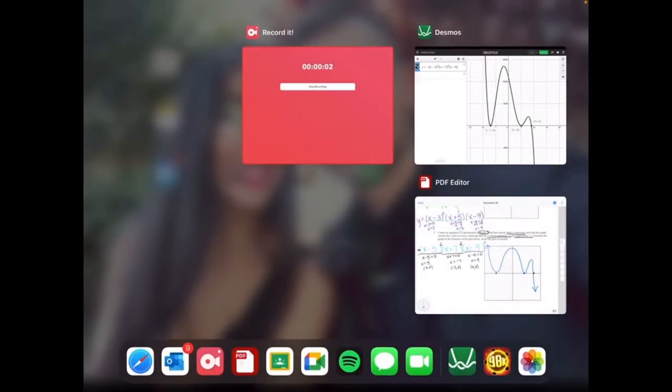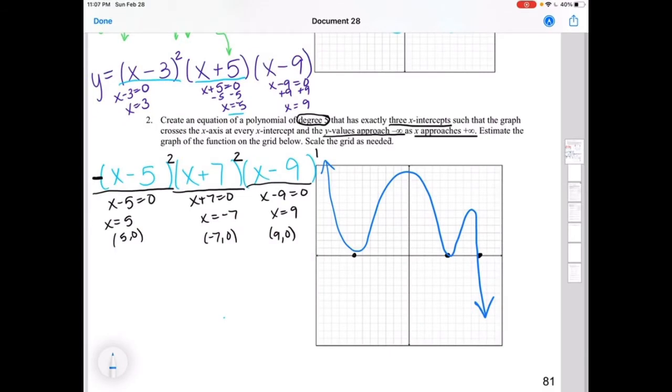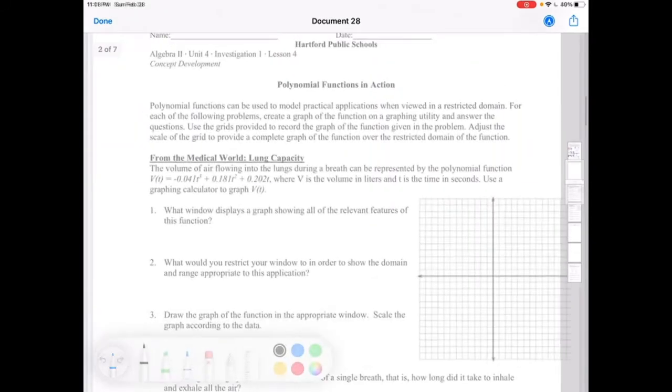We did a great job with our graph. It looks very similar, okay? And that's it. You could have come up with your own polynomial, and this is just one of the multiple answers, or solutions, to this problem. Continue on to the next page.